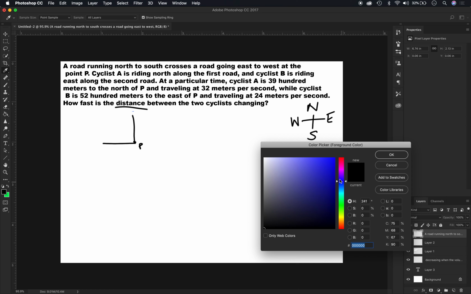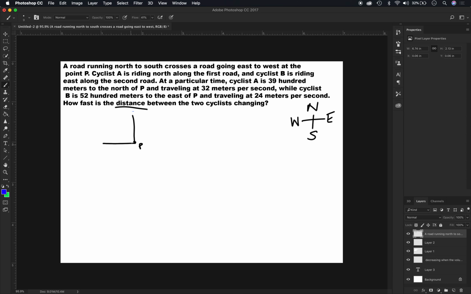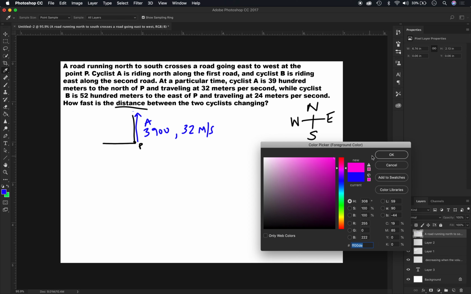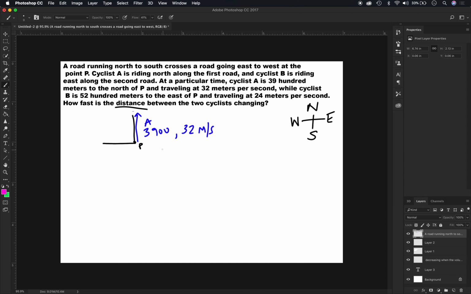Cyclist A is riding north. I'm going to make Cyclist A. We're going to make him blue. A. And he is 3,900 meters to the north of P, traveling at 32 meters per second. Nice. 3,900, comma, 32 meters per second. This is a derivative, so that's nice. They've given us one thing. You know what? I take that back. This question is not nice. It's 6 lines long. It's awful. You could give me all the information in the world. It would still be awful.